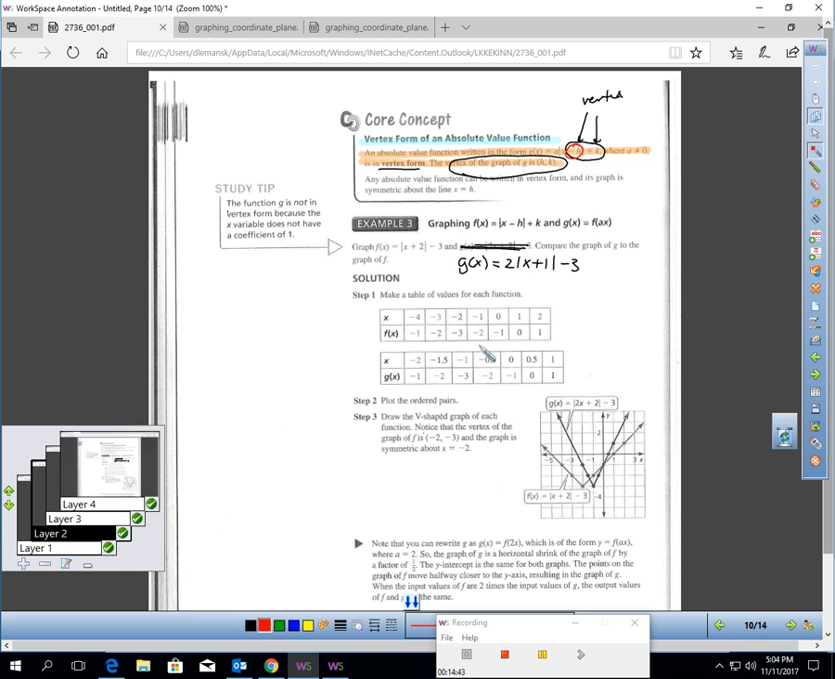Okay? So let's graph these two. Graph f of x equals absolute value of x plus 2, minus 3. And then, instead of doing what the book has, we're going to do g of x equals 2 absolute value of x plus 1, minus 3. And we're going to compare these two graphs.